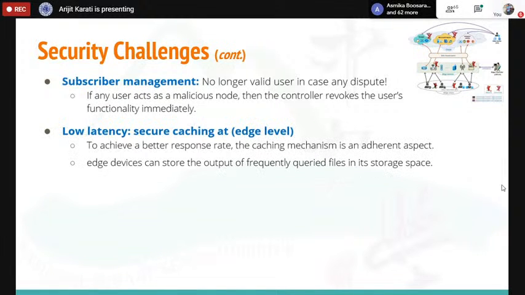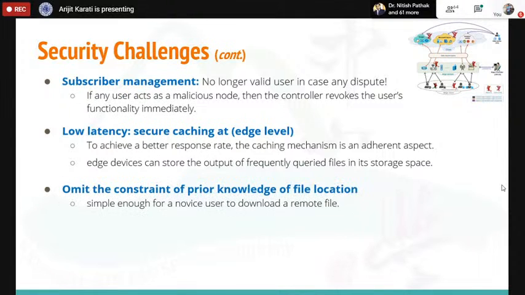The next security challenge is low latency. We know that to provide low latency, we have to store some data at the edge level. So how we store those data, and how to provide security for the stored data, could be another security challenge.